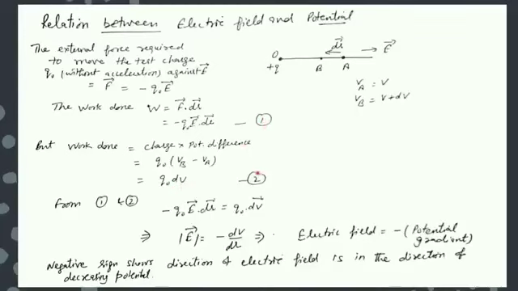So from 1 and 2 you compare, you are getting this relation that magnitude of E equals minus dV by dr, which is termed as potential gradient. Difference in the potential with distance. The negative sign is simply showing that the direction of the electric field is in the direction of decreasing potential. It means if you go in the direction of electric field, potential is decreasing. If you go in the opposite direction, potential is increasing. That is simply shown by the negative sign.